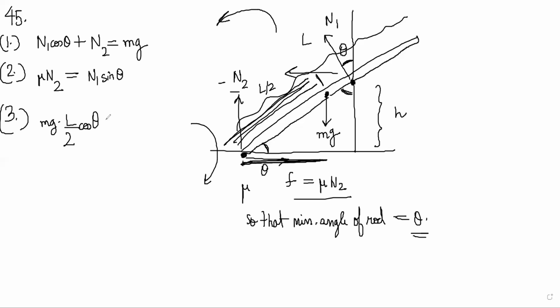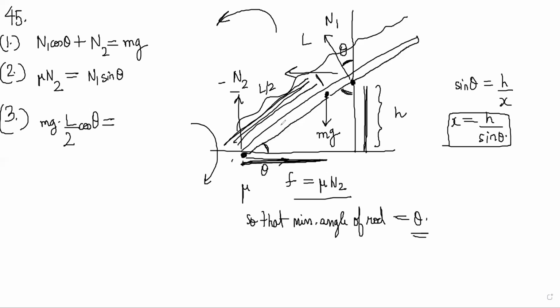N1's torque will be equal to, if this height is h, what is this hypotenuse? You have sine theta is equal to h by x, so x is equal to h by sine theta. So this is h by sine theta and N1 is perpendicular, so the torque should be equal to N1 h by sine theta.